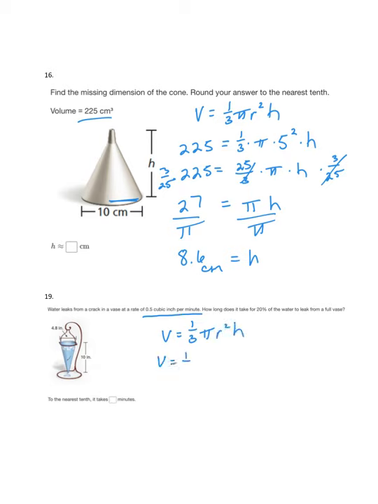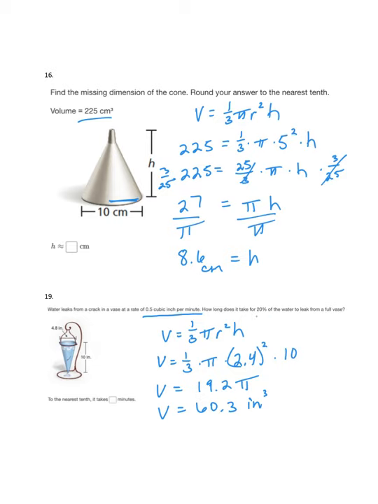So in this case, we're talking about 1/3 times pi. They give me the diameter is 4.8, so that's 2.4 squared times 10. 2.4 squared is 5.76, times 10 is 57.6, times 1/3 or divided by 3 is 19.2. So here I have 19.2 pi. I'll go ahead and calculate that, and I get about 60.3 cubic inches.